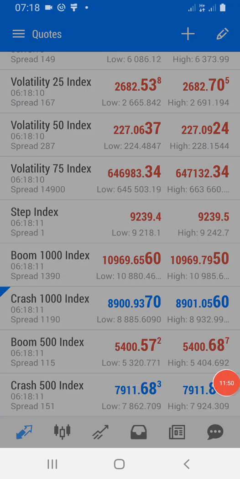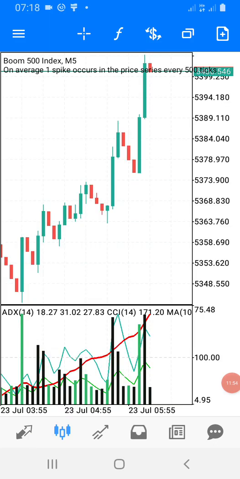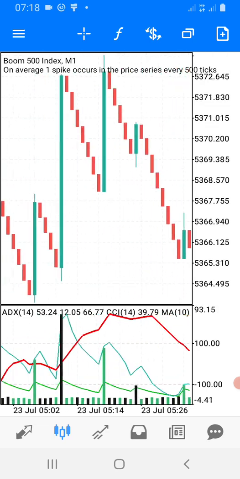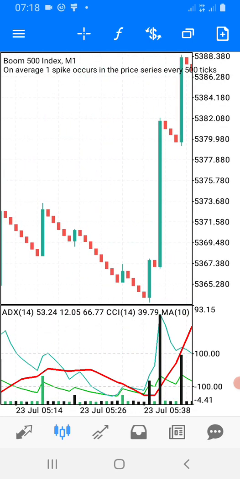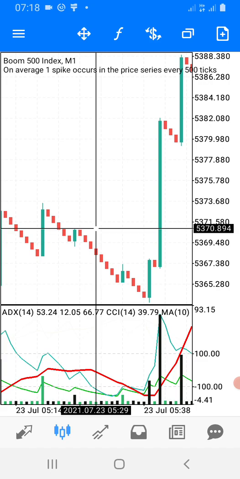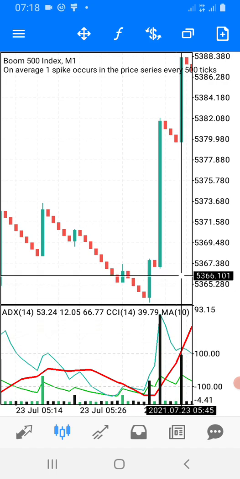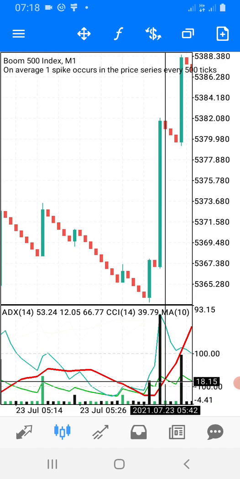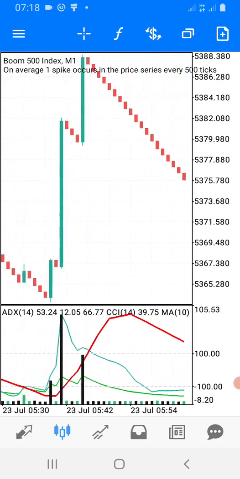So, guys, I just want to look for another example for you. Maybe Boom 500, 1 minute time frame. You can see it also works on Boom 500. It crosses below, spikes. You get a black bar, another spike, black bar, another spike. So, guys, you should know that this black bar indicating another spike is more effective on the 500s, on Boom 500 and Crash 500.